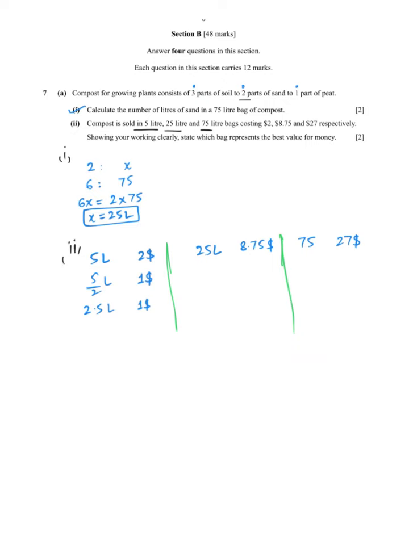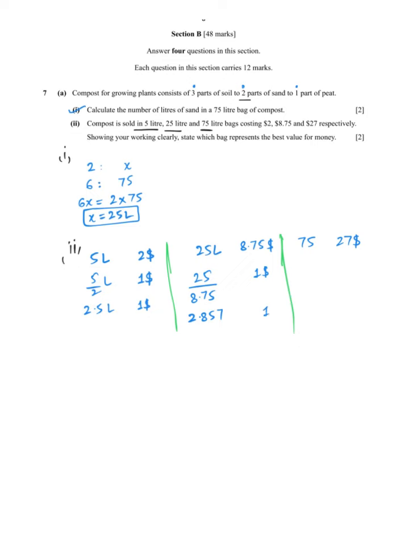Similarly, we need to do the same here. If it's $8.75, then it's 25 liters. So for $1, it will be 25 divided by 8.75, and that is equal to 2.857.